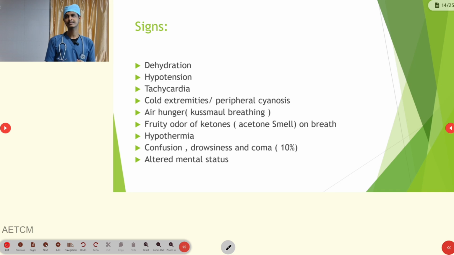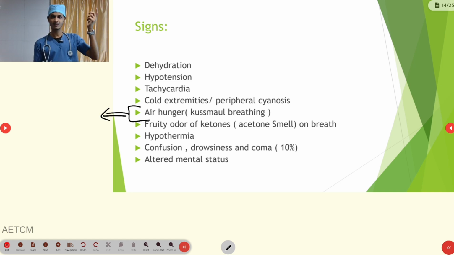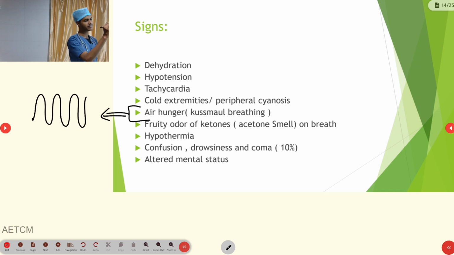If you check the oral mucosa, if you check the monitor, there you can find hypotension, tachycardia, and then cold extremities, peripheral cyanosis, air hunger. This is the most important thing, which is why I told Kussmaul's breathing pattern. With this Kussmaul breathing pattern only, we diagnose that the person has DKA in the initial scenario. What is meant by Kussmaul's breathing? You know, right? It is a rapid and deep breathing pattern. This is the meaning of Kussmaul's breathing.